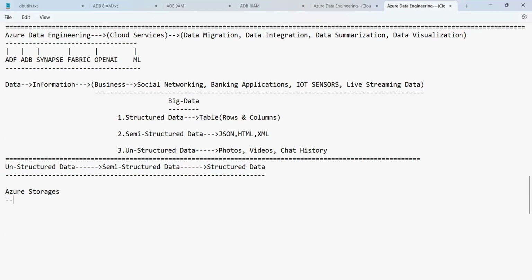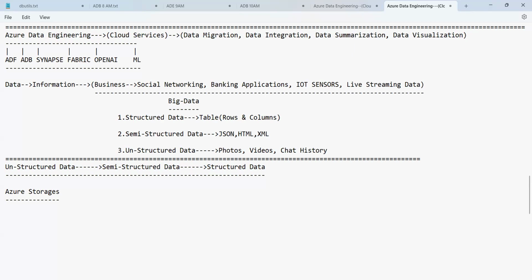The data is stored in what, guys? Azure storages. The data is stored in the Azure storages.